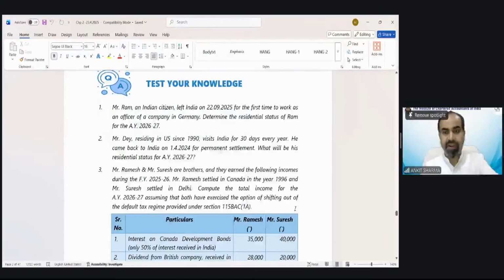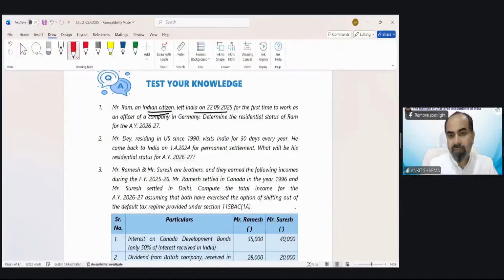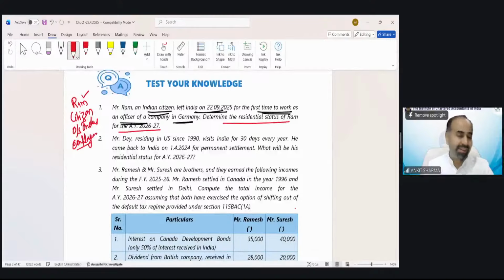Ram, an Indian citizen, left India on 29 September for the first time to work as an officer of a company in Germany. Determine the residential status of Ram for the assessment year 26-27. Now Ram is an individual, a citizen of India, going outside India for employment purpose. So these are the main important ingredients of this question.